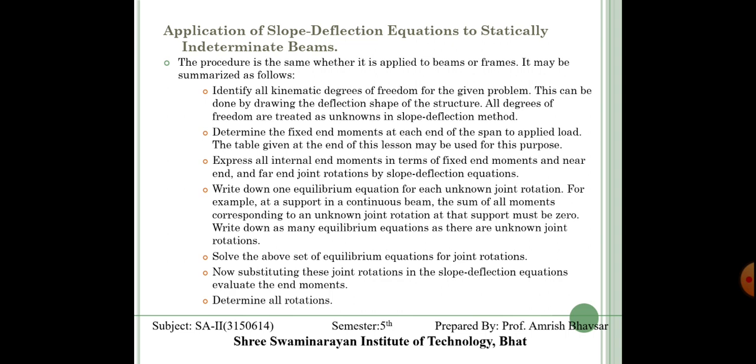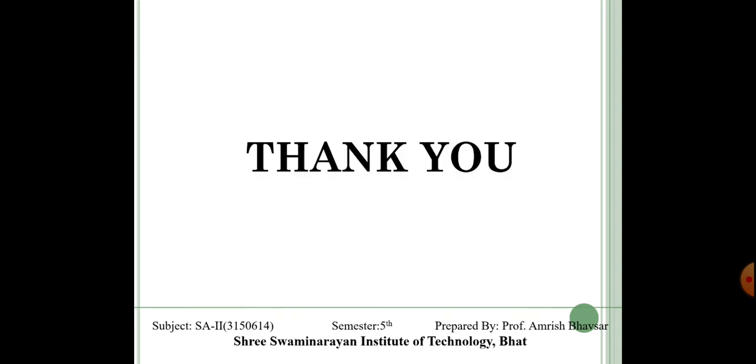Write down the equilibrium equation for each unknown joint. For example, at the support in a continuous beam, the sum of all the moments corresponding to an unknown joint rotation at the support must be 0. In our next session, I will describe these equilibrium conditions, and after that we can consider one simple example and analyze that continuous beam. Solve the above set of equilibrium equations for the joint rotations. Now, substitute these joint rotations in the slope deflection equation to evaluate the end moments. Determine all the rotations, and put those rotations in the equation of end moments, that is, the slope deflection equation. Thank you. We will discuss the whole example in our next session.